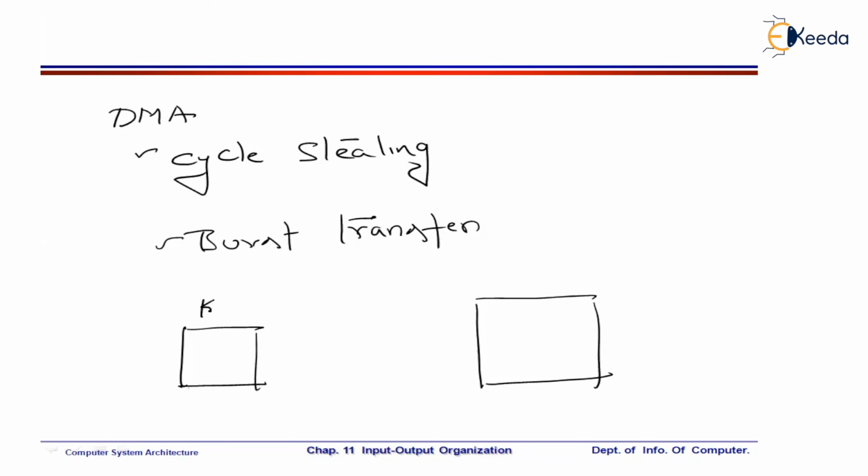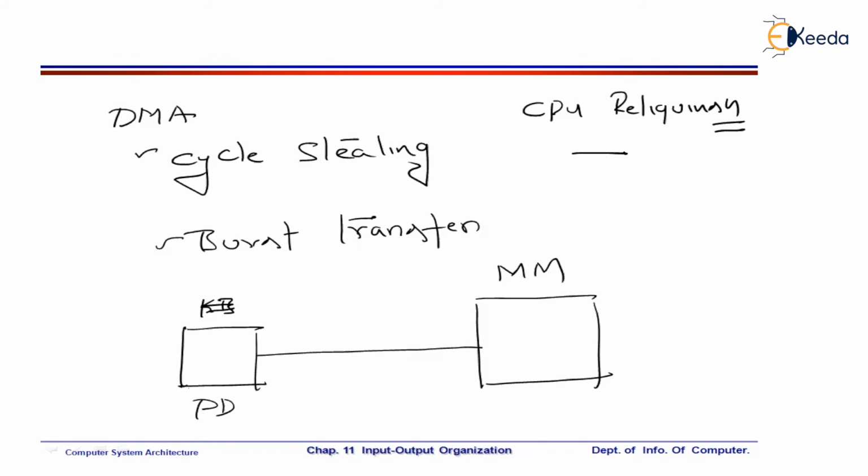There is a keyboard, there is a main memory. Rather than keyboard, I will write it as a peripheral device. Upon being granted the bus system, the peripheral device will make a transfer to and from the main memory, either from the peripheral device to the main memory or from main memory to the peripheral device. Try to understand why the CPU is releasing the bus system. The CPU relinquishes the bus system.